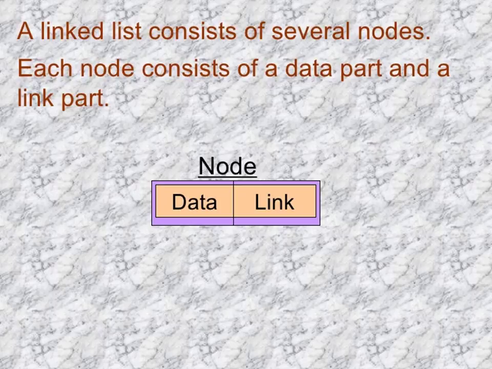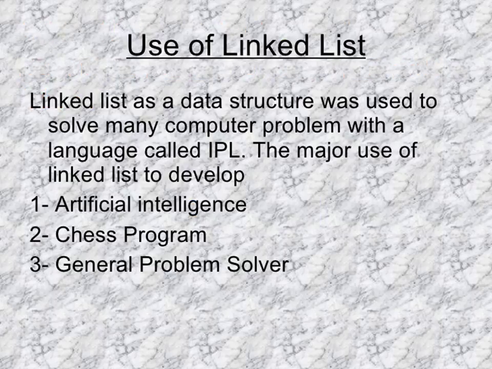See here in this PPT, a linked list consists of several nodes. Each node consists of a data part and a link part. Don't get confused: in the data part we can store data, and the link is pointing to somebody. So the link field is used to store the address of the next node. I want to give a demonstration of this node with one example.